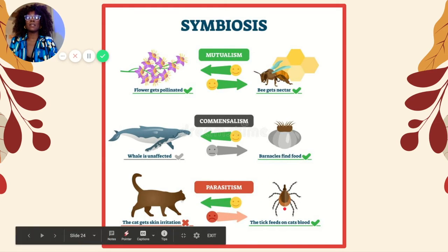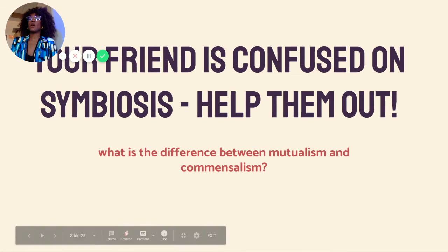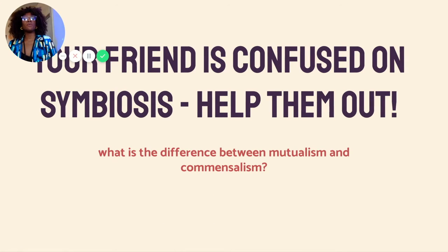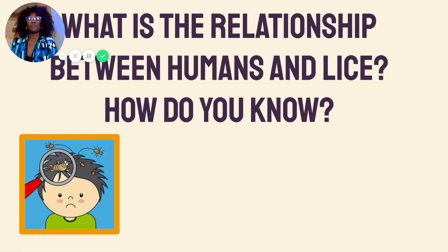And then a tick is going to get blood, that's a benefit for it. And it gets to irritate the cat, so the cat is being hurt in some way, so that would be parasitism. So your friend is confused on symbiosis. Can you help them out? What is the difference between mutualism and commensalism? Okay, so in mutualism, they're both benefited, while in commensalism, one benefits and one is unaffected.